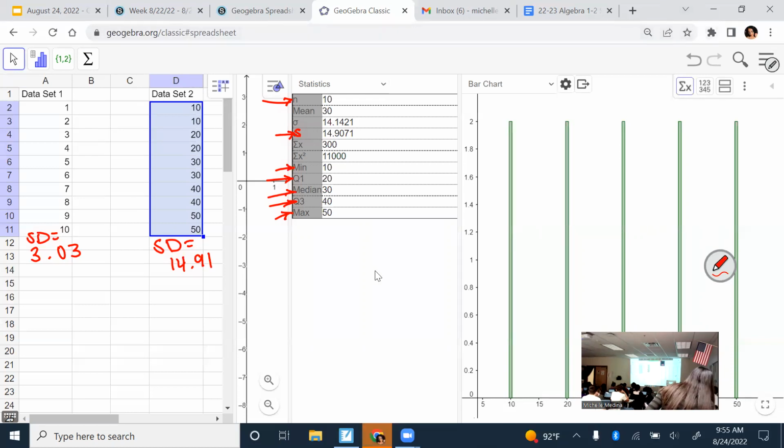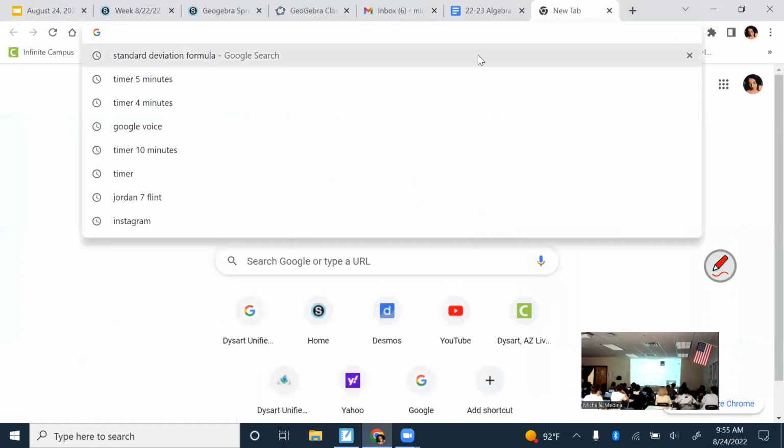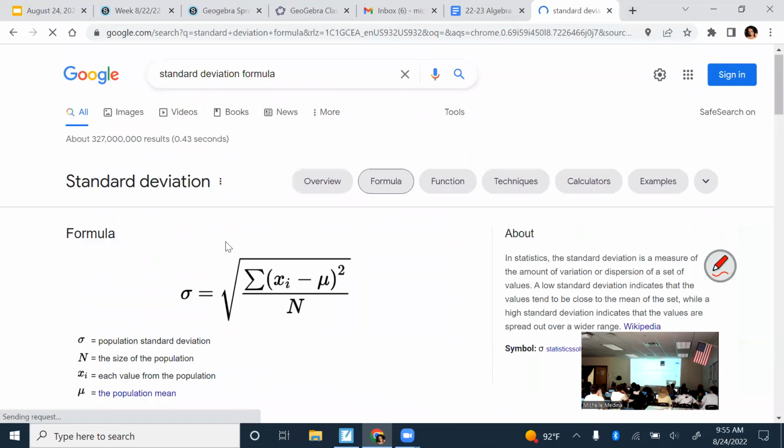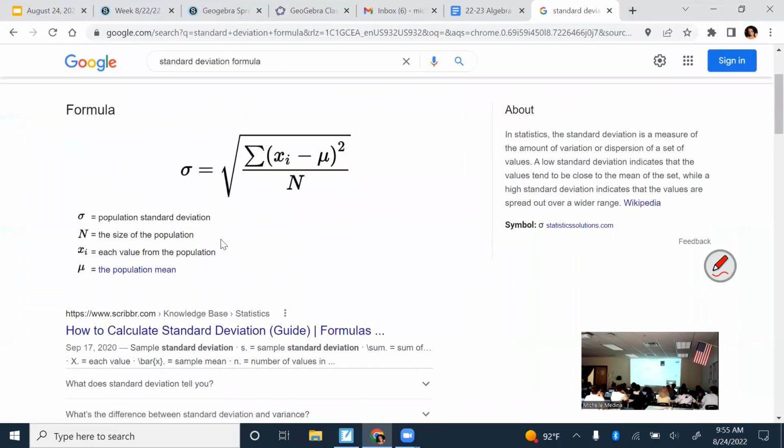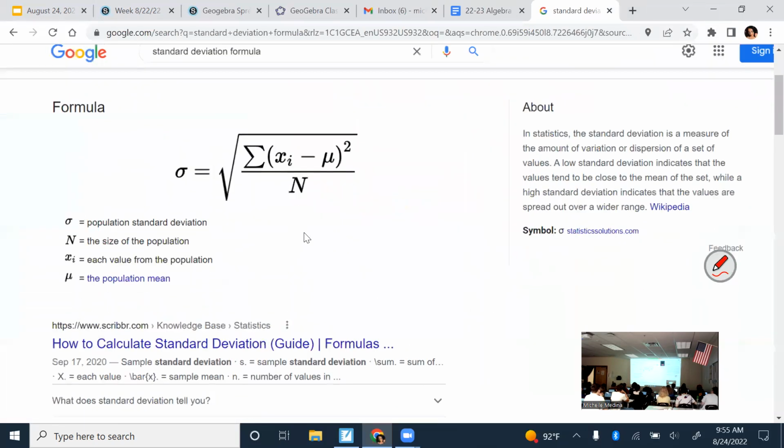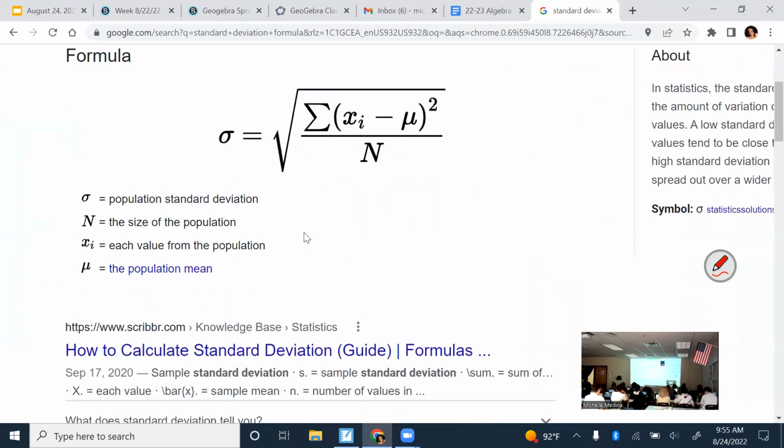So standard deviation is a long process. I'll just show you the standard deviation formula. All right, look at it. It's not hard, it's just very time consuming. But this is what we normally use for standard deviation, but we're not looking for the population standard deviation in the lesson right now.